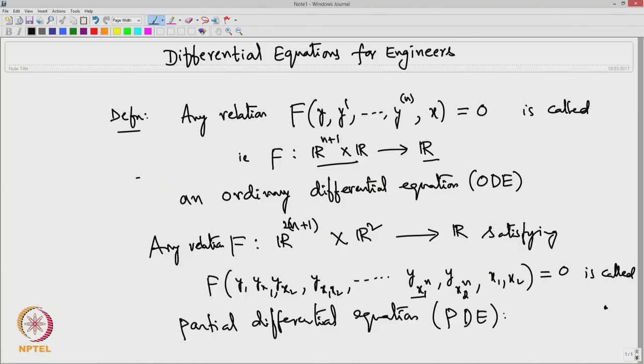So, what we do is we go only up to two derivatives. Variables can be two. So, the independent variables are 2, and the order goes only up to two derivatives, that is the second order partial differential equation in two variables. Because you have more than one independent variable, you have two here. So, this is a partial differential equation.